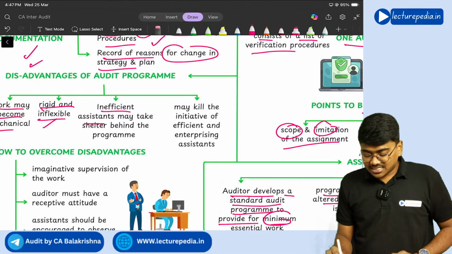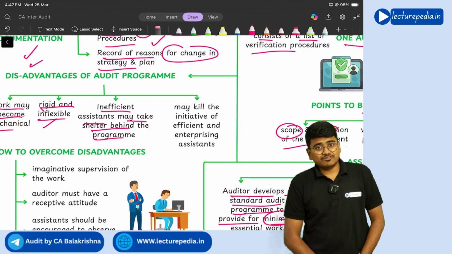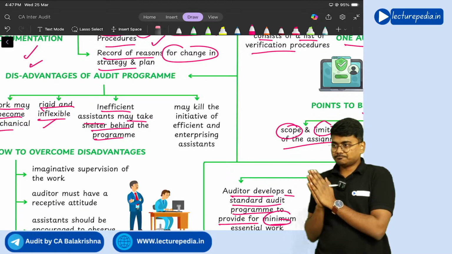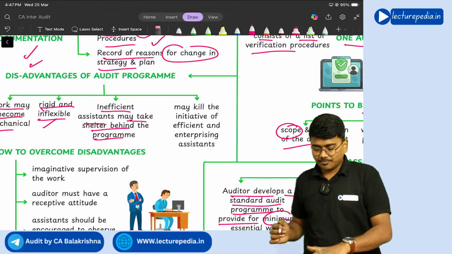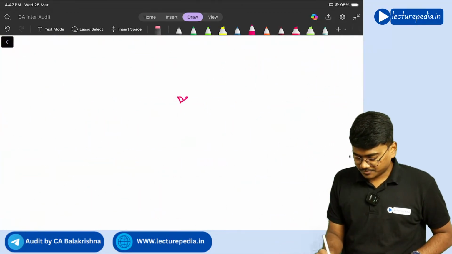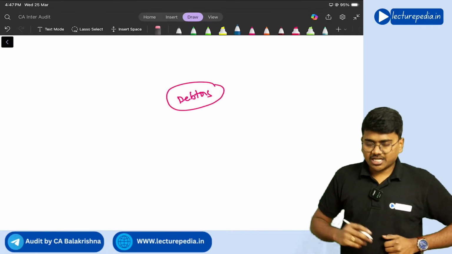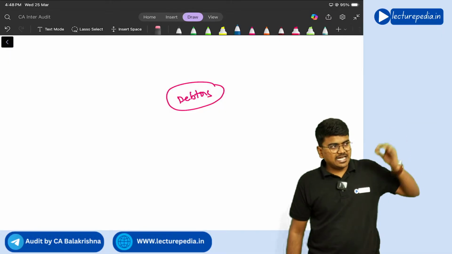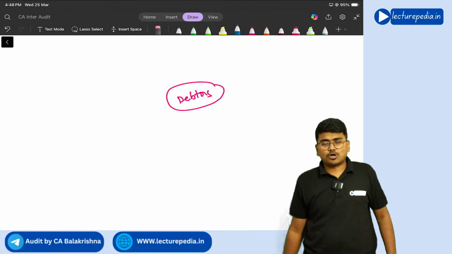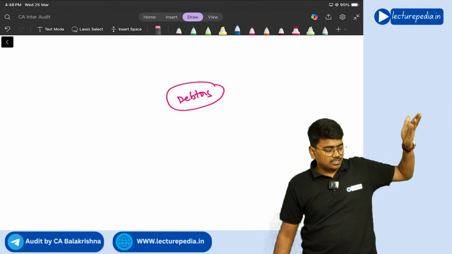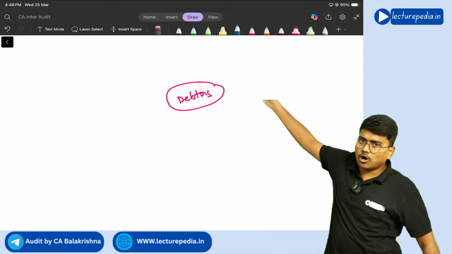Next, an inefficient assistant may take shelter behind the program. So some article assistants, what they will do is, let's say for example, they have to perform a particular audit procedure. Let's say verification of debtors. Now, for verification of debtors, in the audit program it has been written to send external confirmations. So the article assistant sent external confirmation to all the debtors.